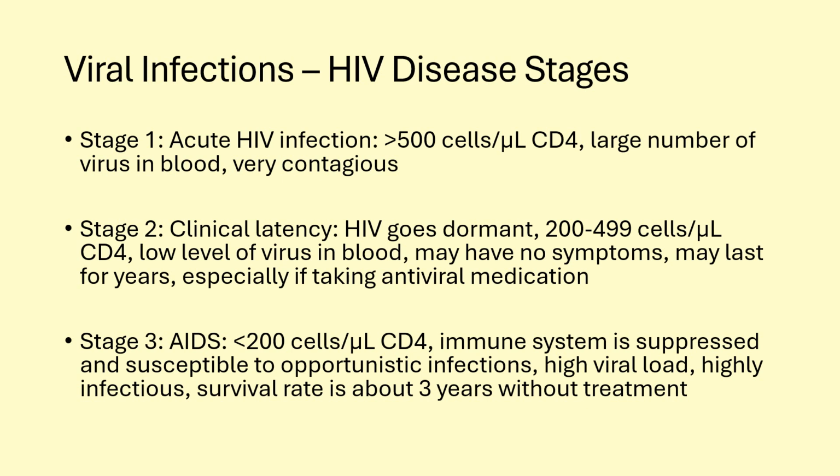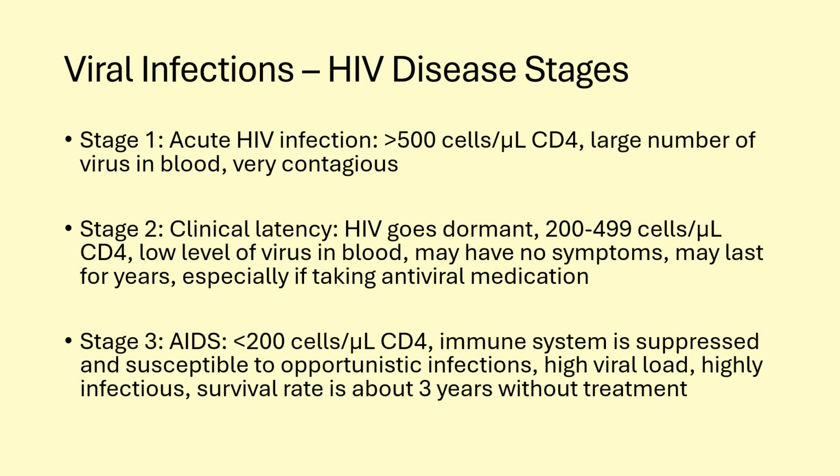In stage 2, it's classified as a clinical latency. The HIV virus goes dormant. The number of CD4 cells is between 200 and 400 cells per microliter now. In terms of the virus in the blood, it's at a very low level. You may not show any symptoms. This can last for years, especially if you take what's commonly referred to as the cocktail. This combination of, I believe it's 3 drugs of antiviral medication, is going to delay moving on to stage 3.